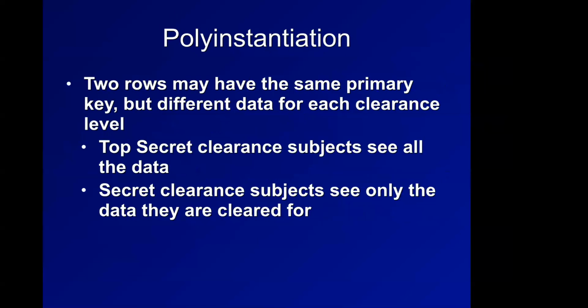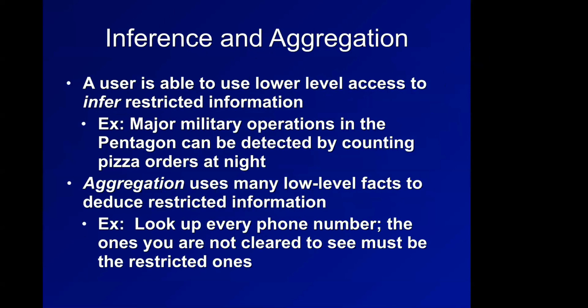Polyinstantiation is where you allow two rows to have the same primary key, but they have two different sets of data depending on your privilege level. So the same ID number points to an unprivileged record and a privileged record. This is how you prevent people from deducing where the privileged records are by finding which number is missing. You actually have the same number point to two different pieces of data. It's kind of a cute trick.